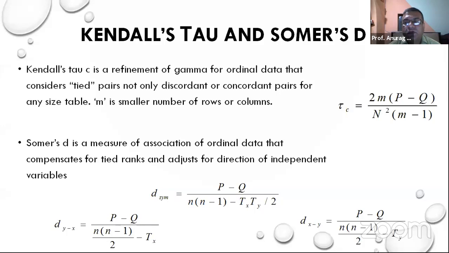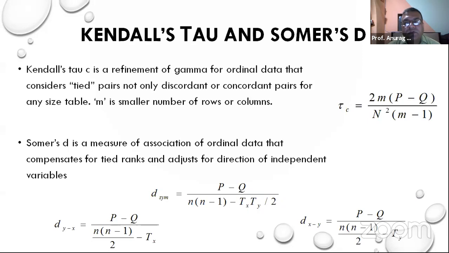Here 4 is the smaller number of rows and columns. So in the denominator, we divide by 4 minus 1, that means m minus 1. And in the numerator, we put m. The formula becomes 2m(P minus Q) divided by n square (m minus 1).